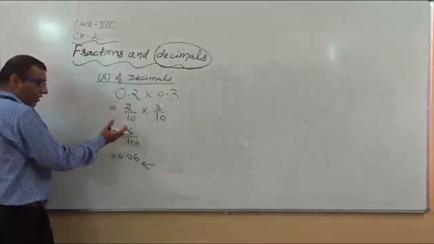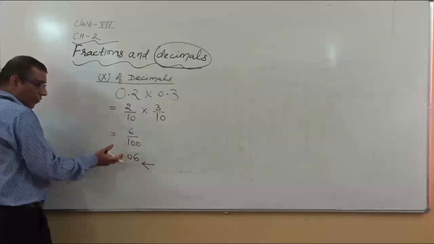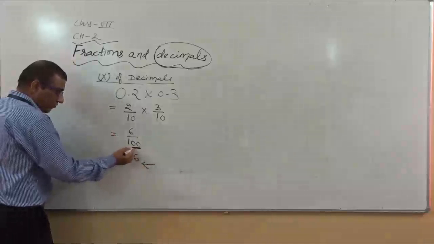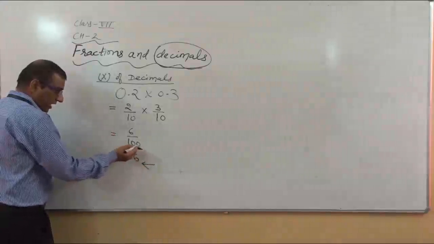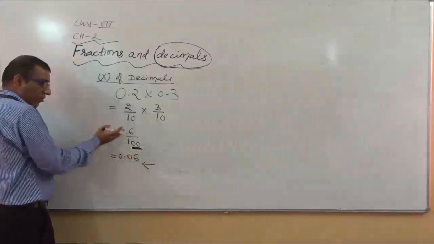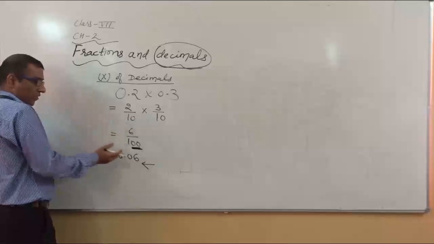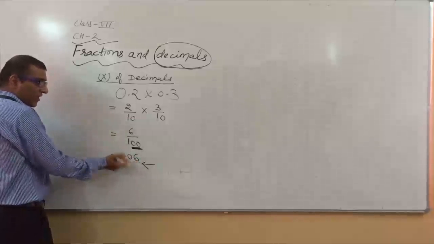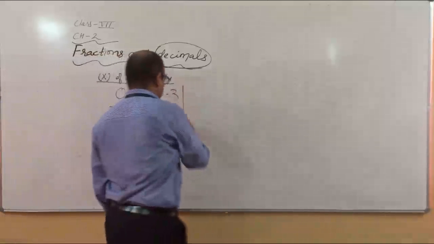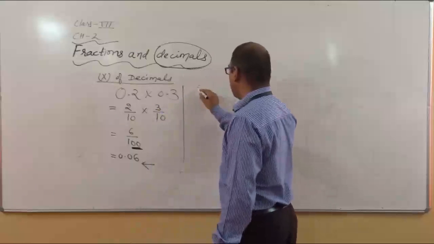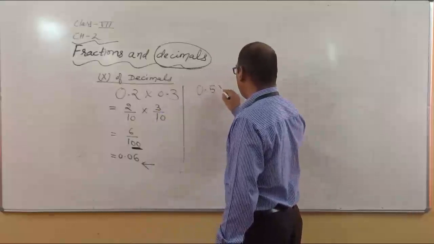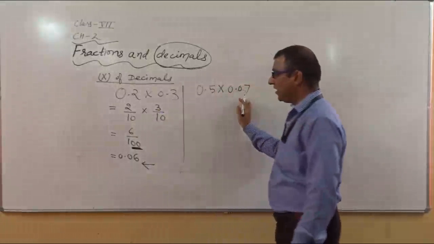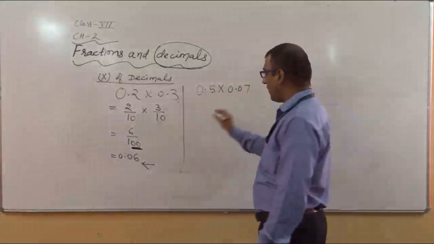And how can you convert 6 upon 100 into the form of decimal? You start from the right hand side. As you see here, 2 zeros are in the denominator. So in the numerator we want 2 digits. So just before 6 you will write down 0 and then you will put the decimal, giving 0.06. One more example I am taking so that it is more clear to you. 0.5 multiplied by 0.07. It is a little bit different from this one. So how can we solve?